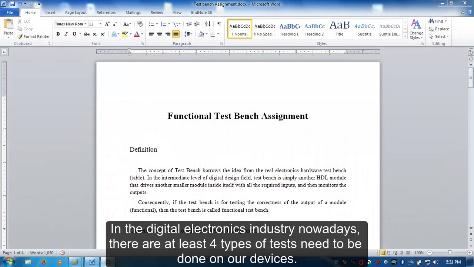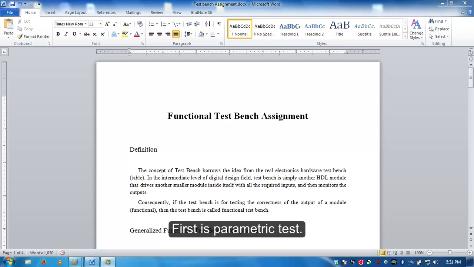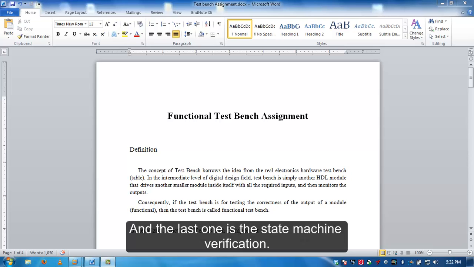Hi, in the digital electronics industry nowadays, there are at least four types of tests that need to be done on our devices. First is parametric test. Second is functional test. Third is timing test. And the last one is the state machine verification.